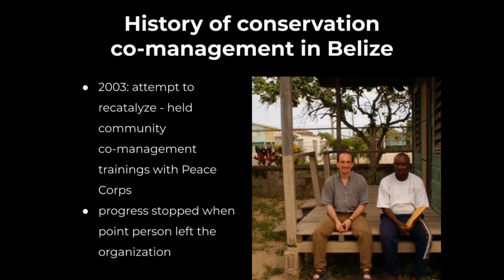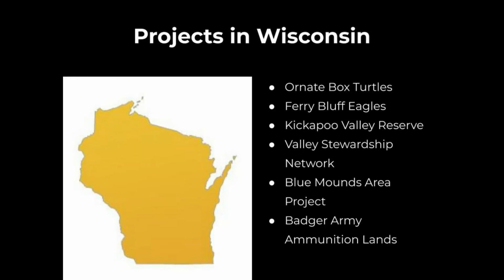With the promise of success in Belize, I tried some of the community concepts from Belize in Wisconsin, starting with the Ferry Bluff Eagle Council. Of these 6 projects initiated in southern Wisconsin, all but the ornate box turtle project have empowered community groups managing their programs. The Kickapoo Valley Reserve served as a model for the Badger Army Ammunition Plant lands, and both have become state-coordinated protected areas. The concept of a biological extension agent developed in the Blue Mounds project has been additionally used in the Kickapoo Valley.